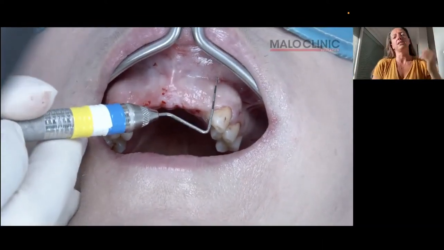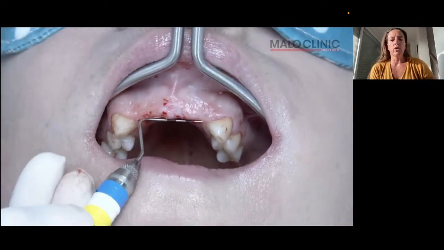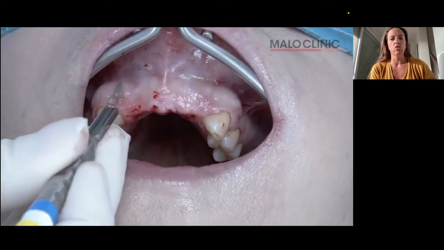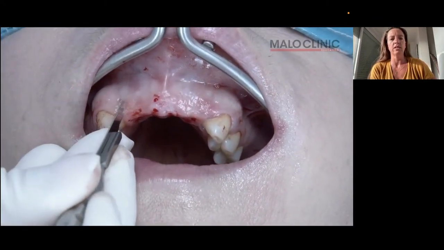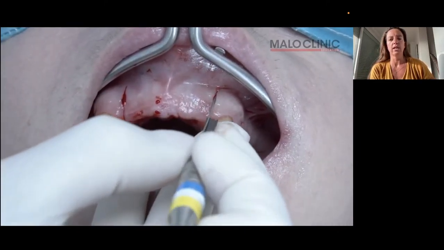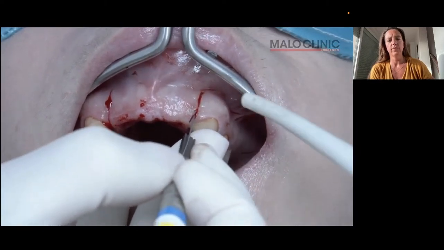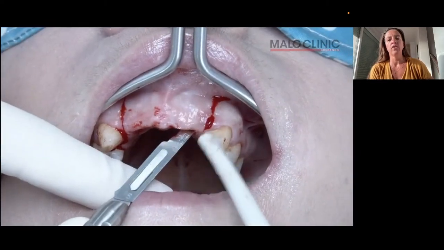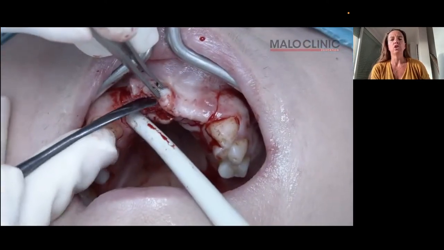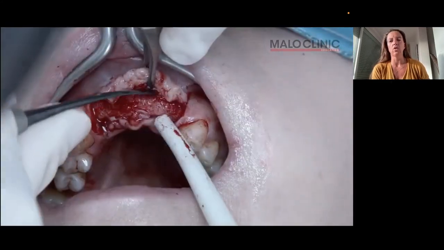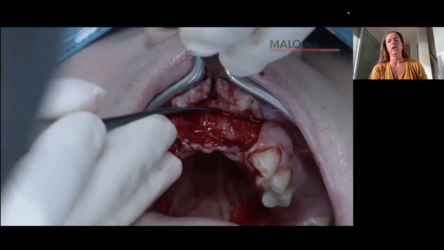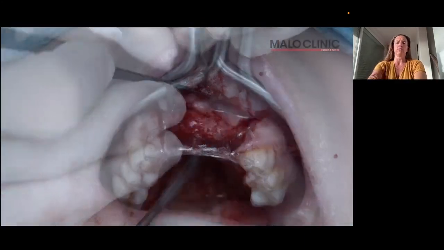So we give the anesthesia, and then we check where we want to open our flap. Here, what we do is we make two release incisions. So we make incisions and leave the papilla between the canine and the lateral. And then in terms of buccal palatal of our incision, we check if we need to compensate any kind of concavity that we might have on the soft tissues.